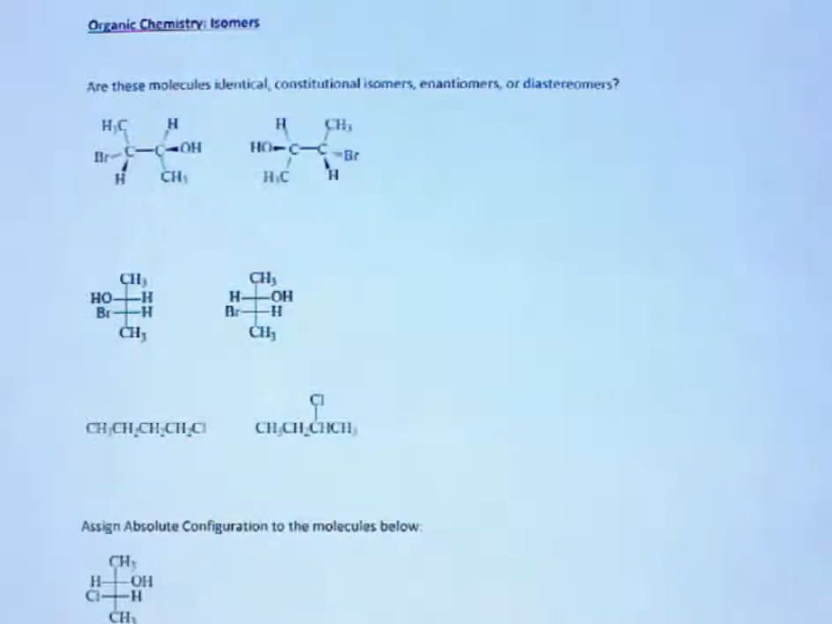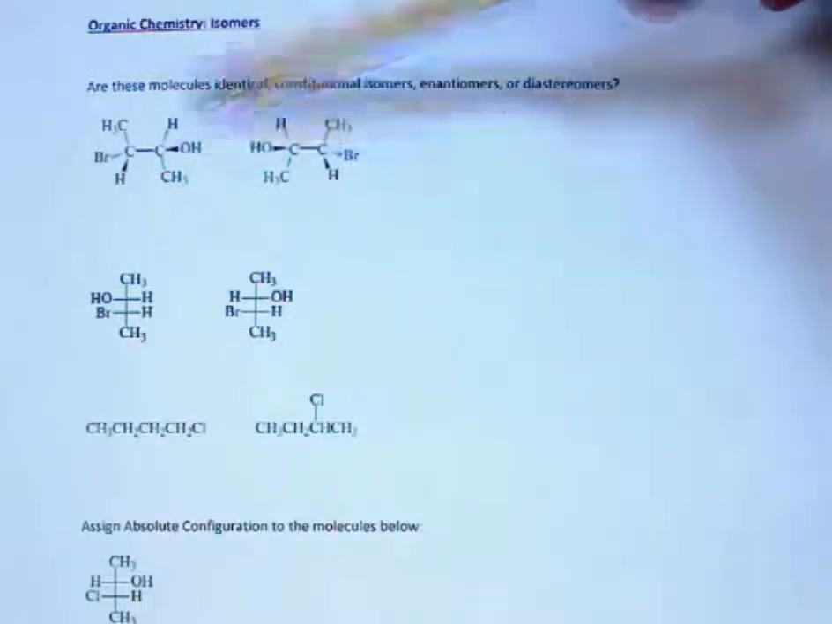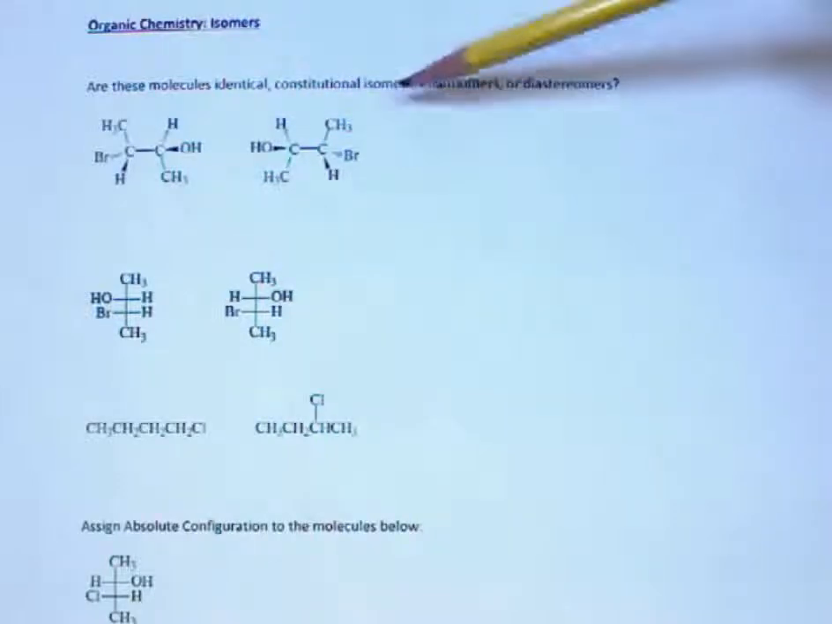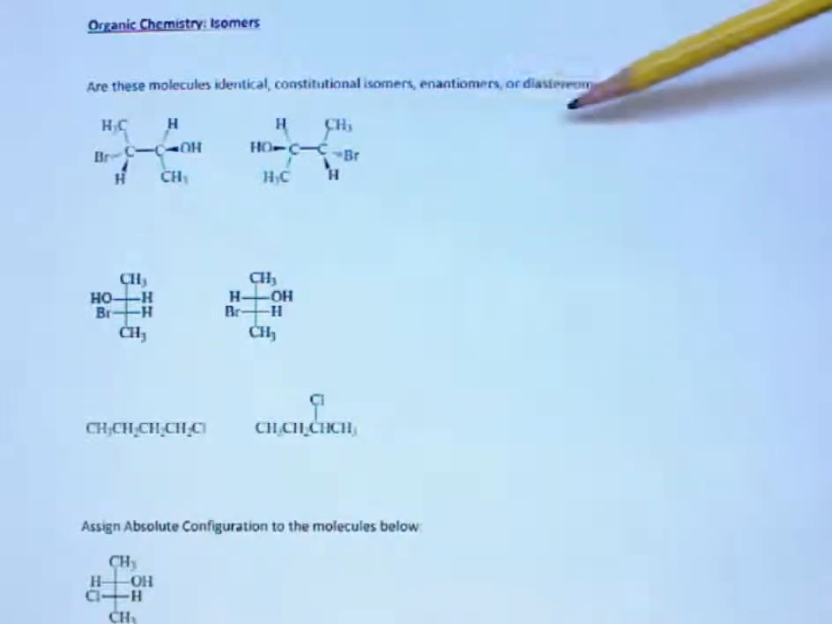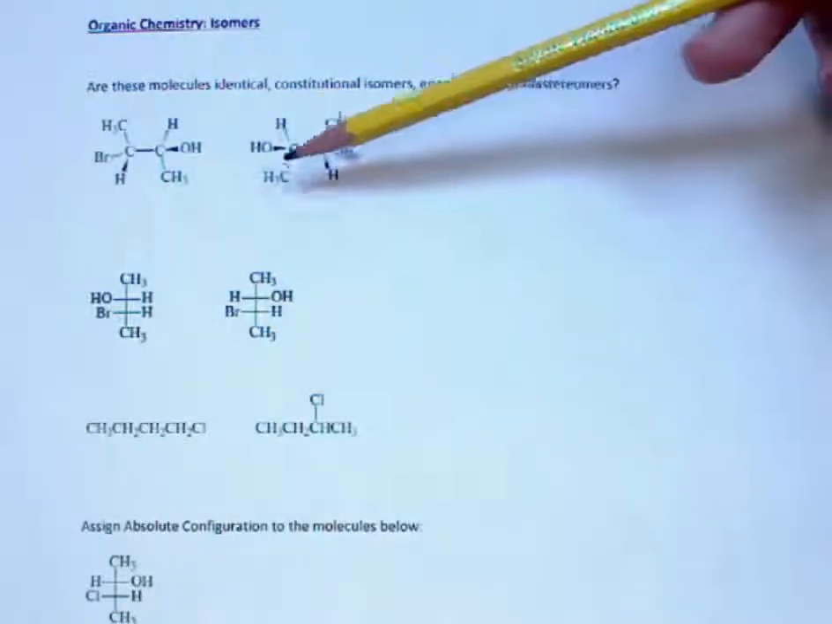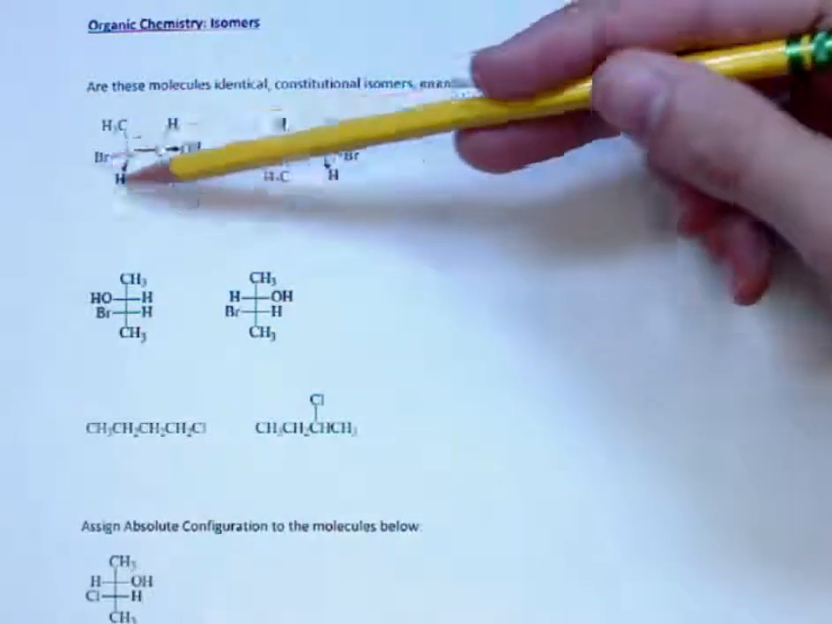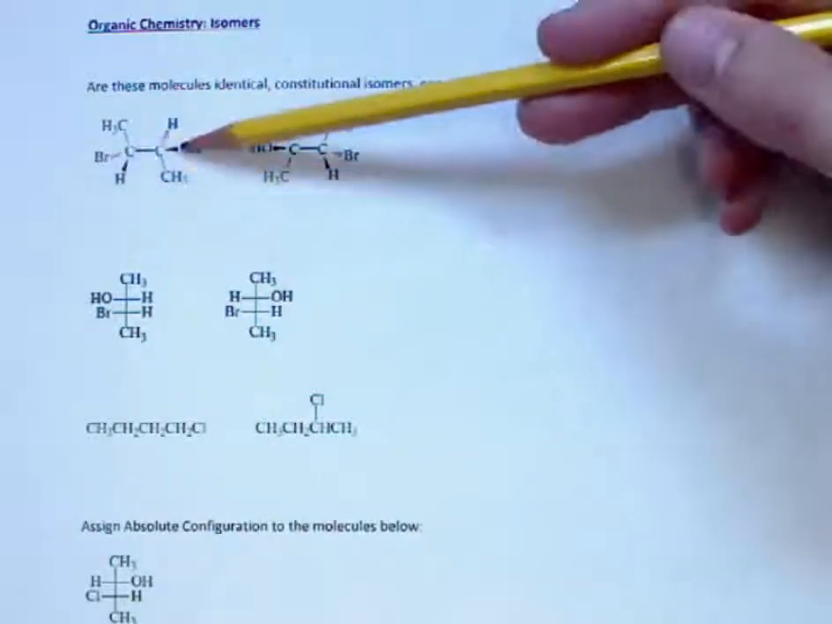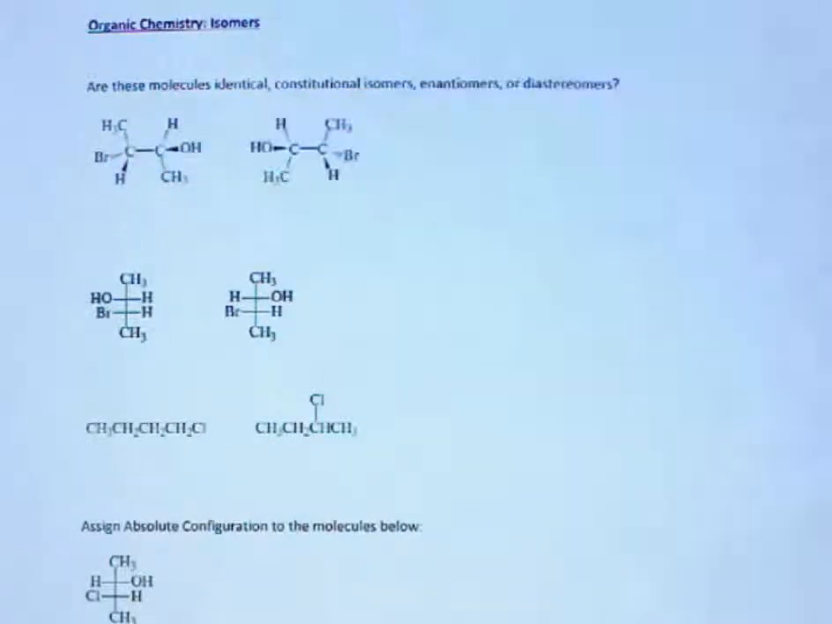In this video, we'll be talking about isomers. The first question asks, are these molecules identical, constitutional isomers, enantiomers, or diastereomers? So these two molecules here, we have a 4-carbon chain with a bromine and a hydroxy group.